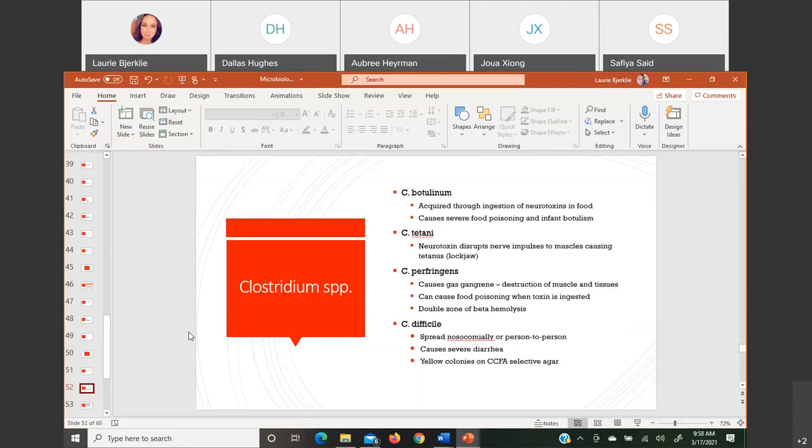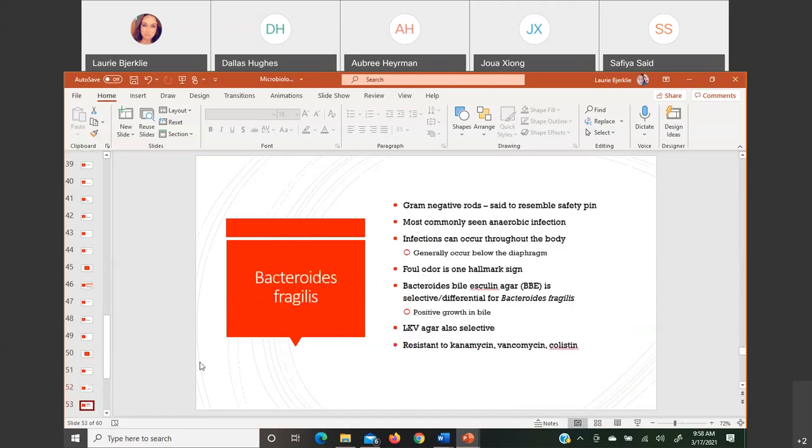And then C. diff is your severe diarrhea, usually following a course of antibiotics. If they've been on a lot of antibiotics, that's when it tends to cause issues for the patient. We do have to isolate people in the hospital or in nursing homes if they have C. diff, to help prevent the spread to others. Again, yellow colonies on CCFA agar, and we're typically diagnosing C. diff through a PCR technique or kit versus growing it on a plate.